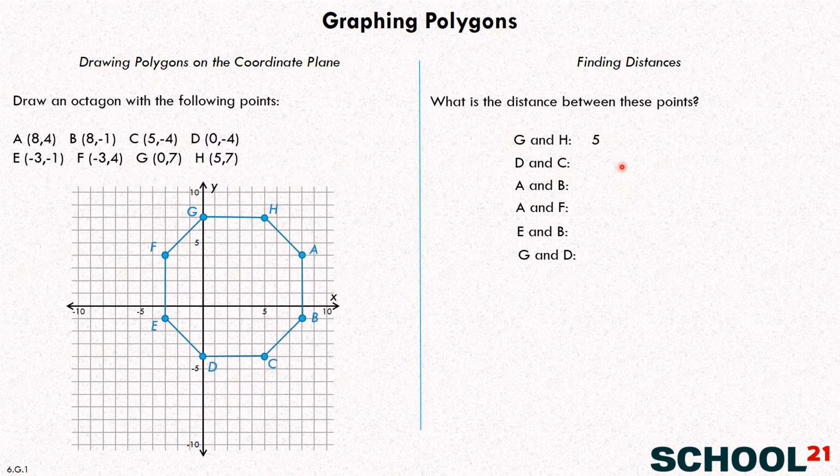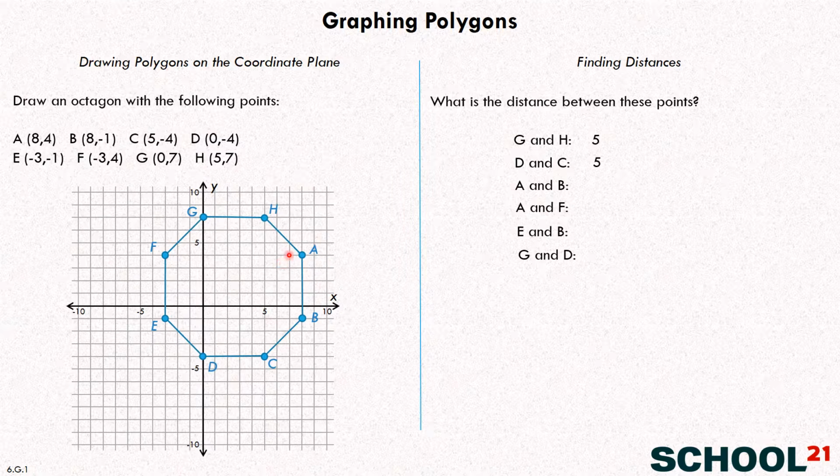Okay, how about between D and C? What do you think about that? 5. Also 5, right? Because there's some symmetry to this octagon, right? Yeah. So it's going to be the same. Okay, we'll put that in. How about between A and B? 5. 5 also. So now we have some real symmetry going on.